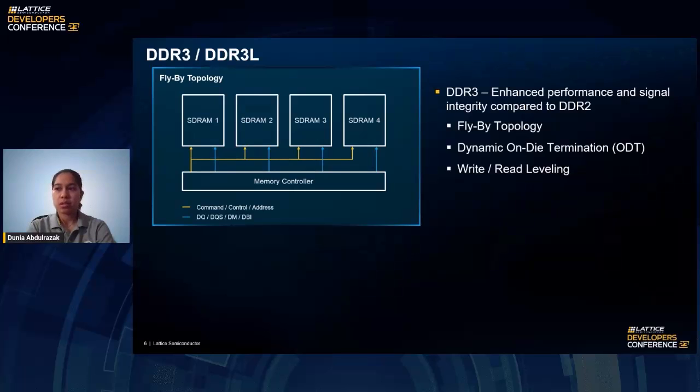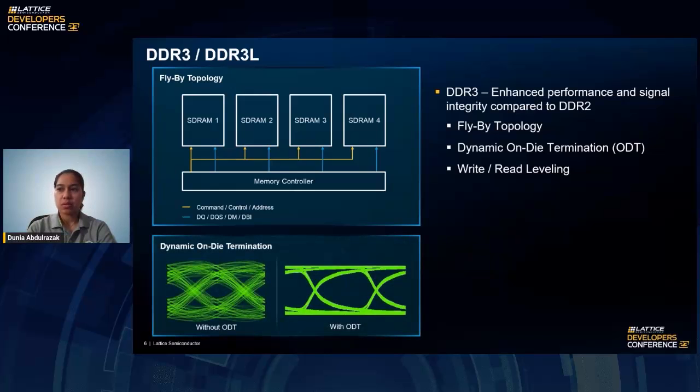You might be asking yourself, if this topology introduces skew, then how do we ensure that when we are writing or reading that the timing is okay between the clock, data strobe, and the data signals? The answer is write and read leveling, which are calibration stages introduced in DDR3 and DDR3L to compensate for the skew in flyby topology.